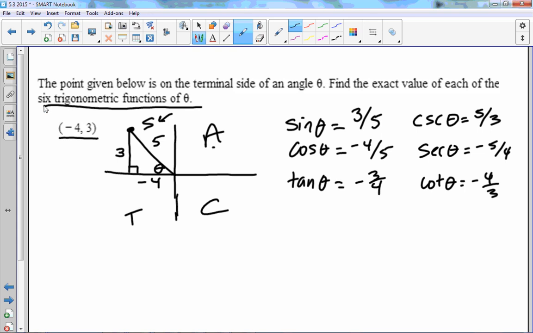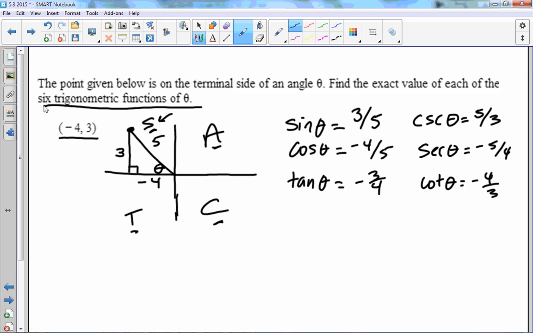What do these mean? All as in all of them, S as in sine, T as in tangent, C as in cosine. It tells me which ones are positive. So what should be positive right there should be sine. And if sine is positive, so is cosecant because it's the reciprocal. So sine and cosecant should be positive, but the rest of them should be negative. Now, is that what I have?